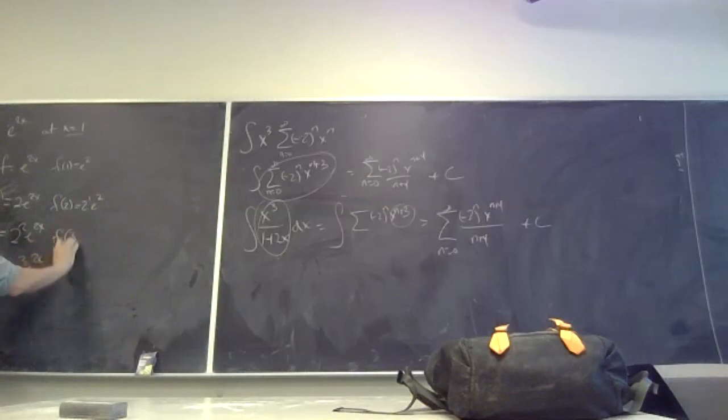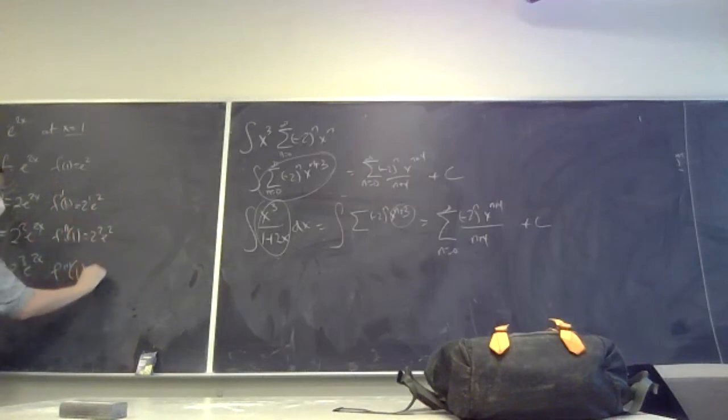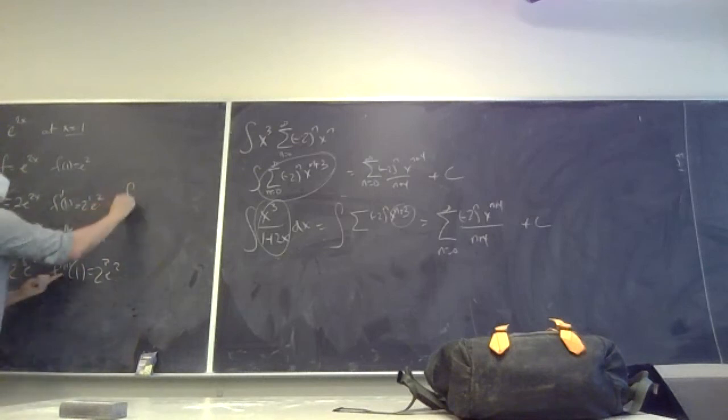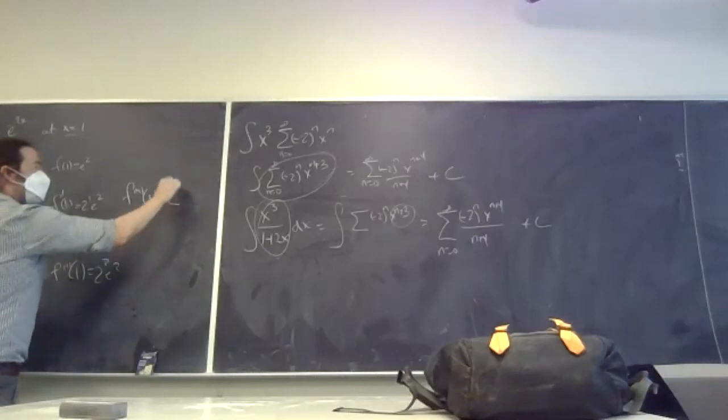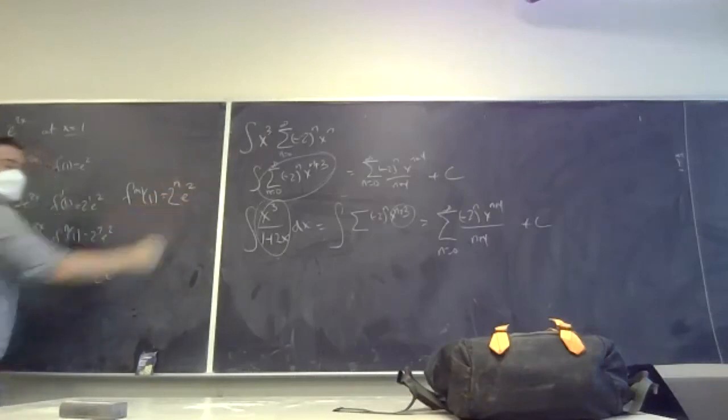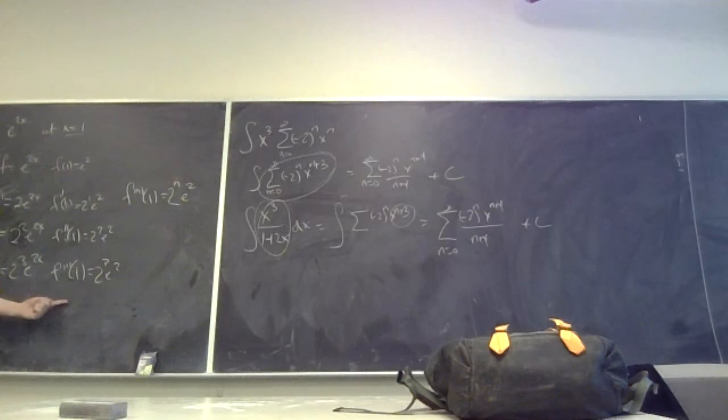That's not f of 2, it's f prime of 1. This is f double prime of 1, which is 2 squared e squared. f triple prime of 1 is 2 to the 3rd e squared. I bet I know what the nth derivative of f is now. I bet the nth derivative of f at 1 is 2 to the n e squared. That's what that pattern looks like to me.